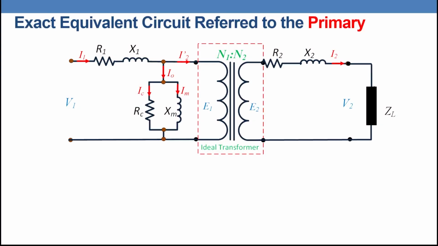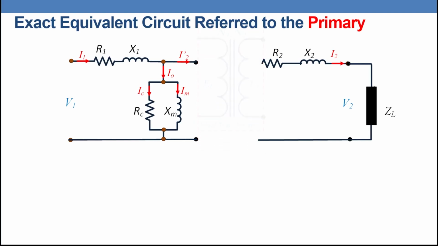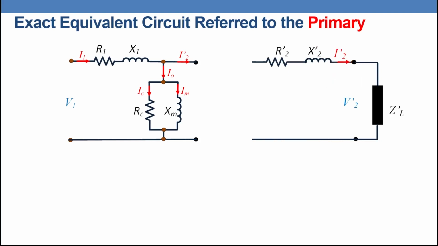This is the exact equivalent circuit not referred to any side. What is the problem for this circuit? We have in the middle an ideal transformer, which complicates the problem. So we need to remove it. If we remove it, then we can move R2, X2 and Z load to the primary side, and they will be Z load dash, R2 dash and X2 dash. And then we can connect it to be one circuit.